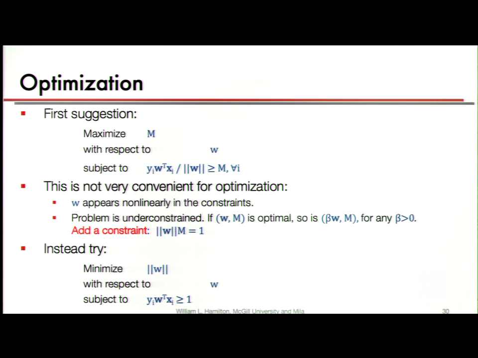So what we've done here is play a little trick by adding this constraint, so that instead of having an infinite number of solutions, we have a single solution that is still satisfying what we want. We're still saying all of our points have to be a certain distance away from the decision boundary, and now we're trying to satisfy this.